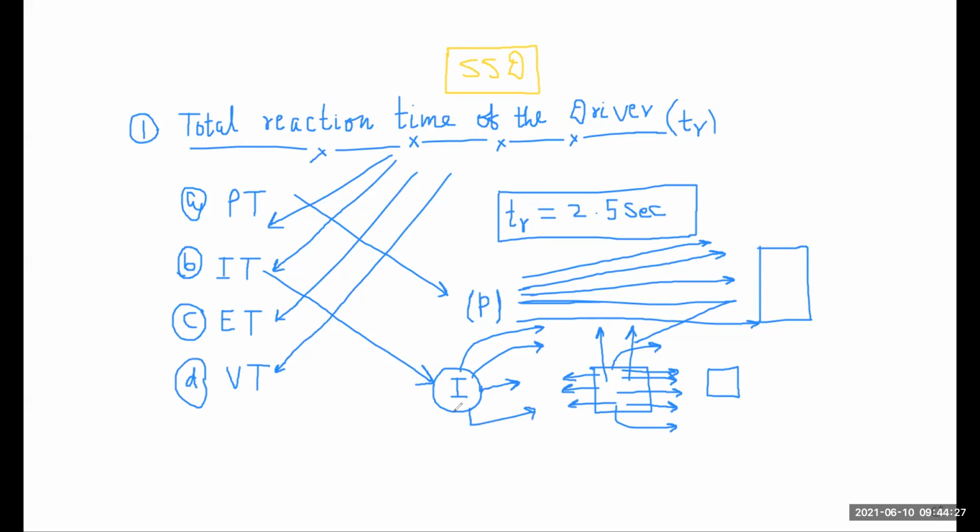The third point is emotion time. It is the time elapsed during emotional sensations and other mental disturbances such as fear, anger, superstition, etc., with reference to the situation to come into play. This time varies from person to person and even for the same person in different situations.